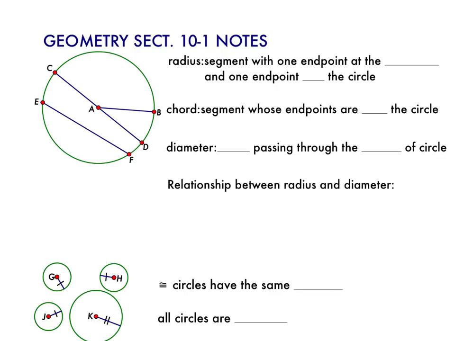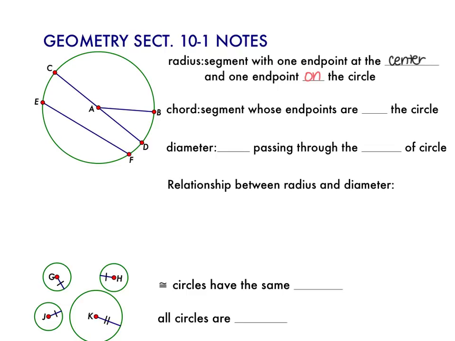This is a lesson over 10.1, so this is about circles. Some of this you already know, like the radius is a segment with one endpoint at the center of the circle, and the other endpoint is on the circle. We know that definition already.